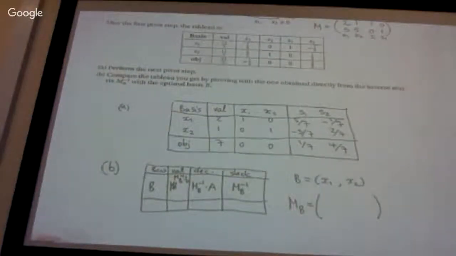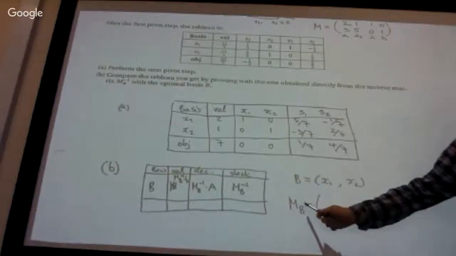What's this MB mean? Is it just going to be that matrix that we solved in part... No, that's not what it's going to be. That's what the inverse is going to be. But okay, so I mean, this is a silly example. I know it's a good one.